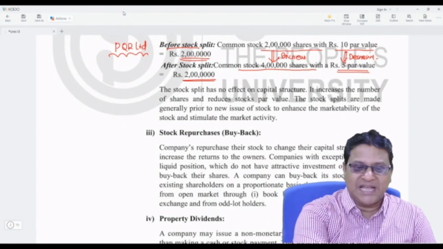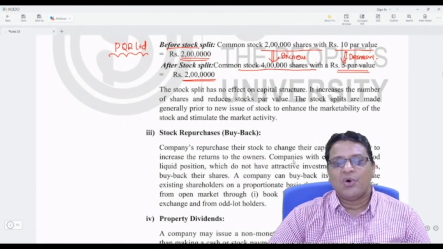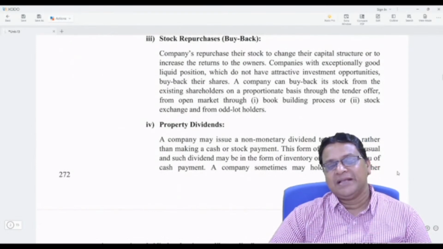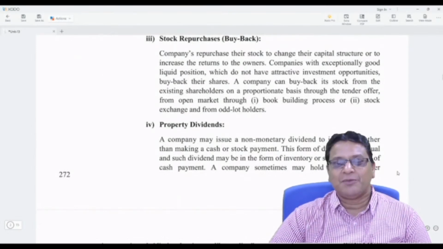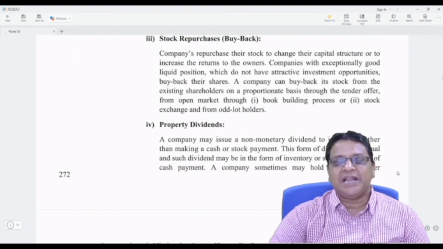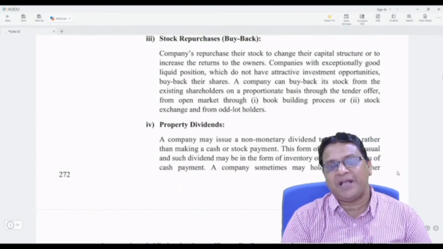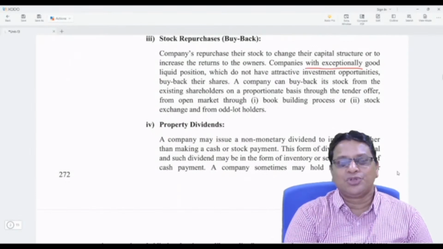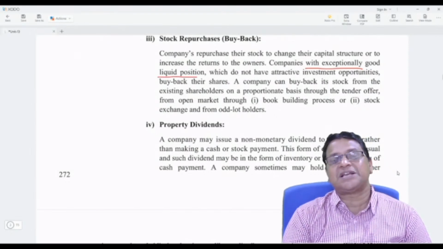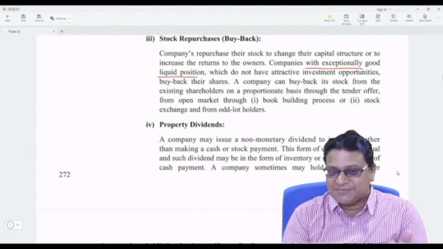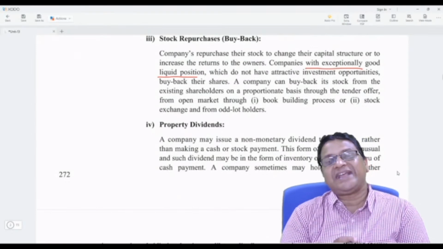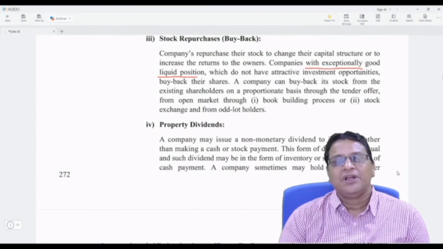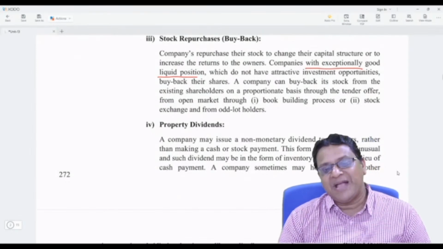Then another way is there, that is stock repurchase or buyback of share. What is buyback of share? The company may buy its own shares from the existing shareholders. Generally, which company can go for buyback? The companies with an extremely good liquid position, which have sufficient cash balance in their hand, the cash rich companies. Generally, cash rich companies go for stock repurchase or buyback of share.